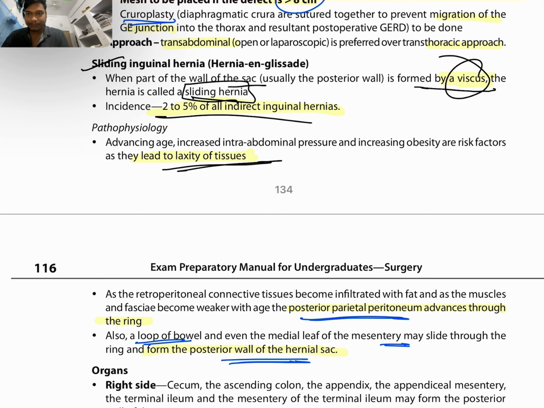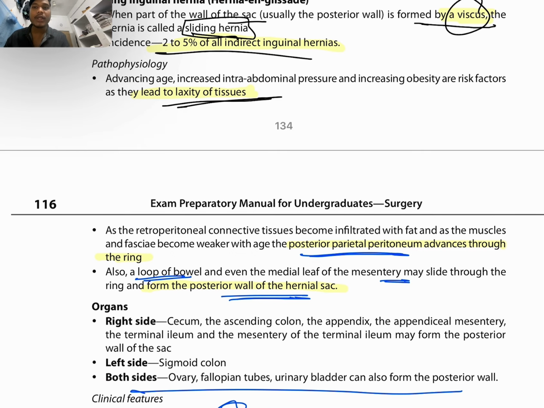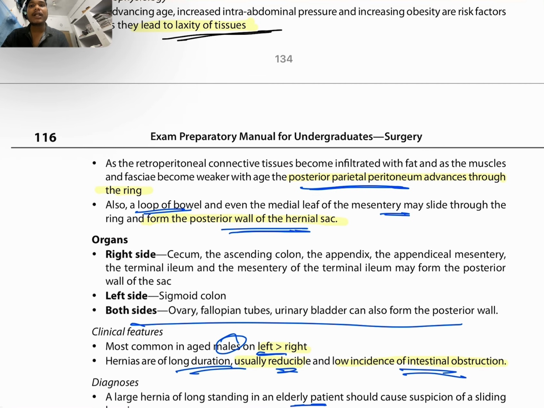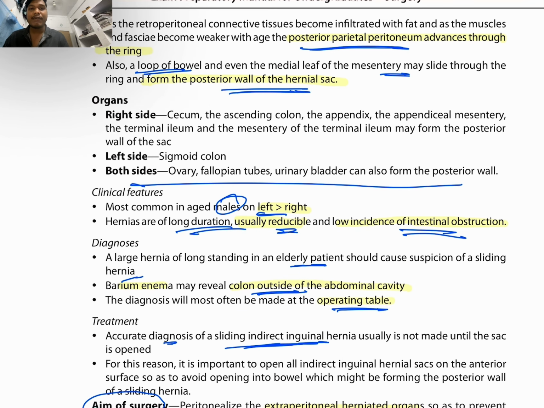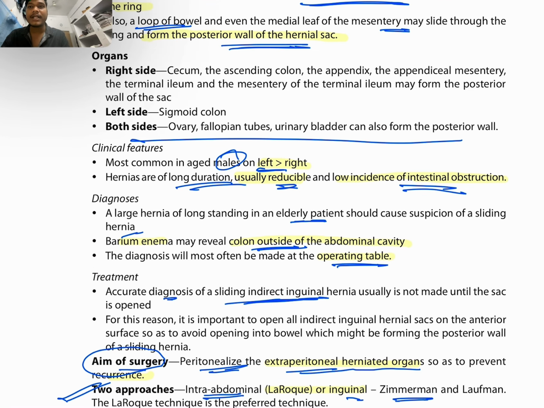There will be infiltration of fat in the fascia, causing weakness of the same and resulting in the posterior parietal peritoneum advancing through the ring. Other organs are involved, like from the right side there may be cecum and appendix, and from the left side sigmoid, and in case of bilateral, ovary, fallopian tube or bladder will be seen. Clinically it is more common on the left side, occurring in males, and in case of long duration it is usually reducible but may cause intestinal obstruction.